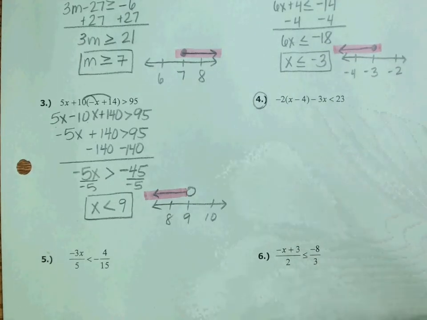Now you see I have number 4 circled. Number 4 we'll just do next time I see you in class, so we'll go ahead and move on to number 5.